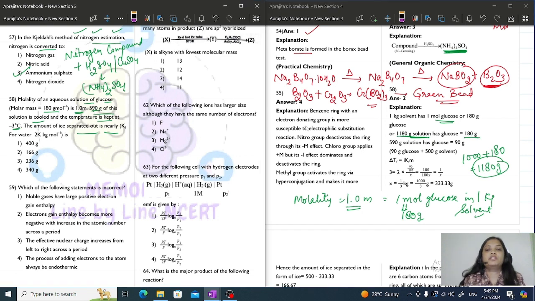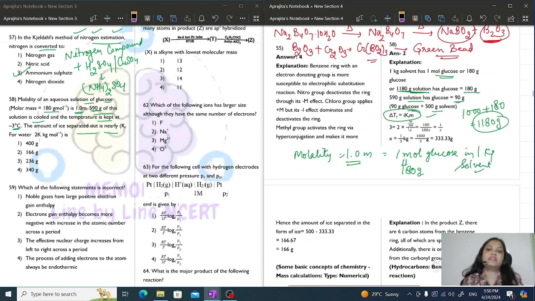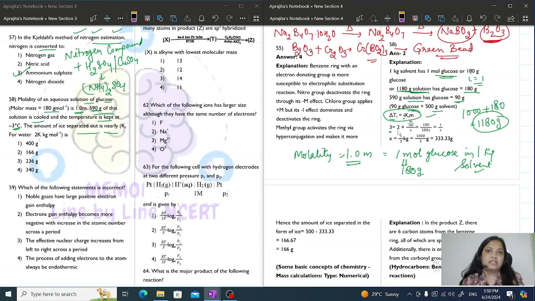According to the question, 590 gram solution will have 90 grams glucose and 500 grams solvent. Now we will apply the depression in freezing point equation. So delta TF is i into the freezing point constant into molality. i will be 1 here because glucose is a non-electrolyte, so the value of the Van't Hoff factor would be 1 in this case. Now we put the value of delta TF, which is 3, because the temperature is kept at minus 3 degrees, meaning the temperature difference is 3 degrees. So delta TF is 3.